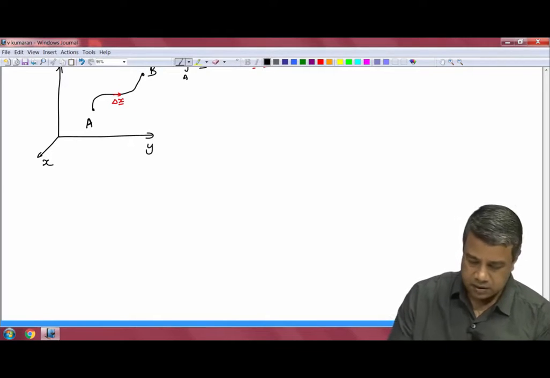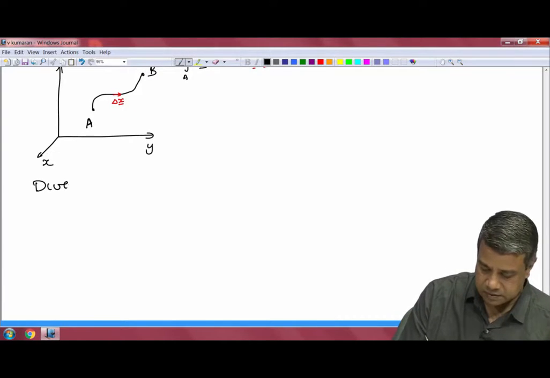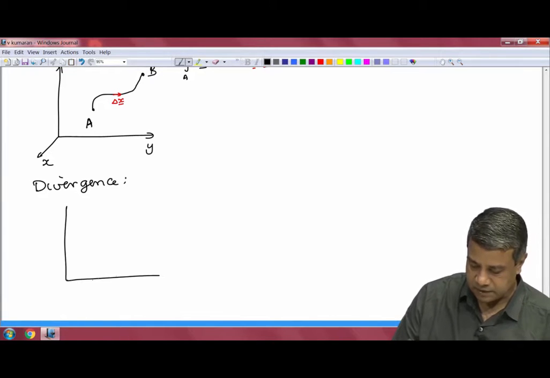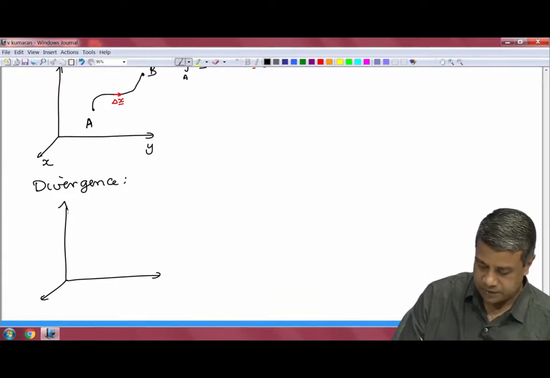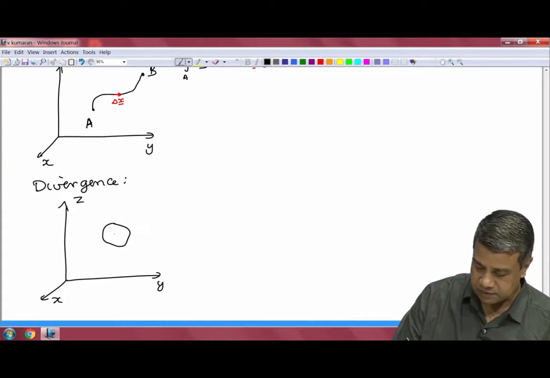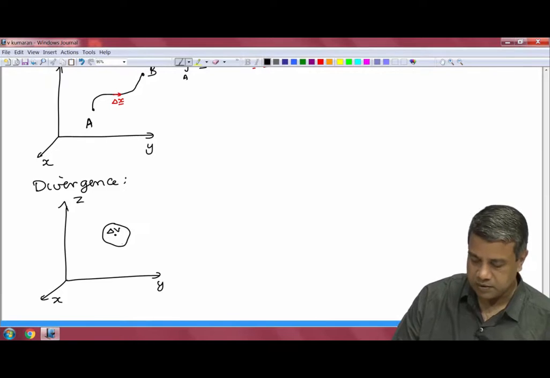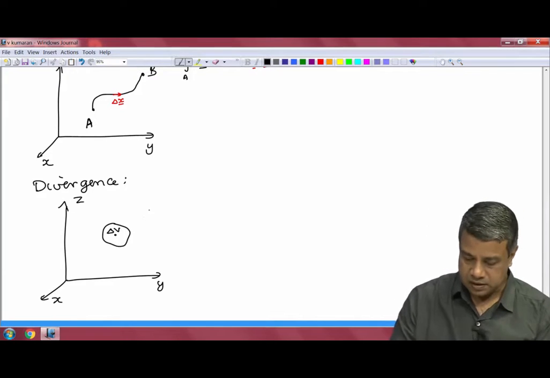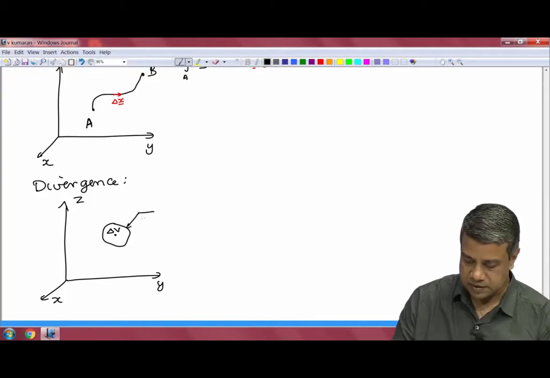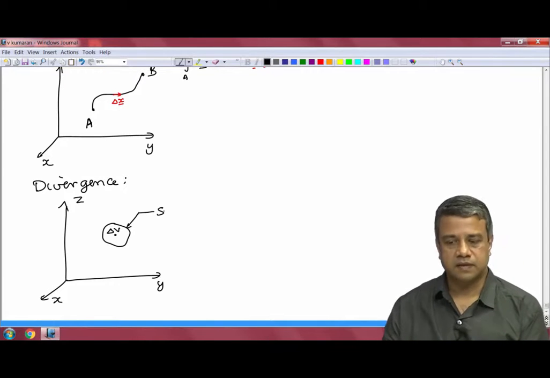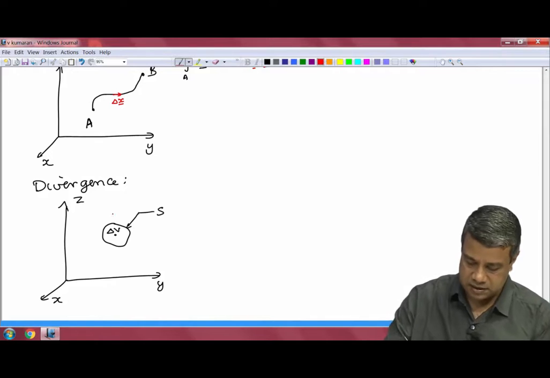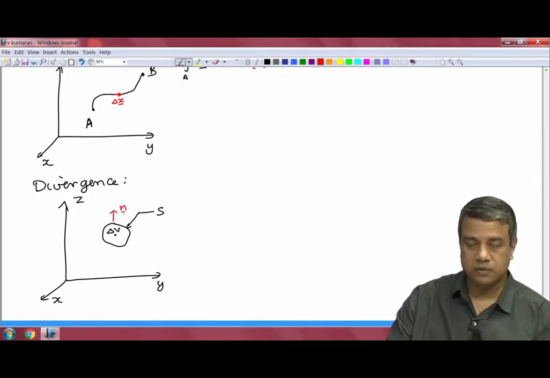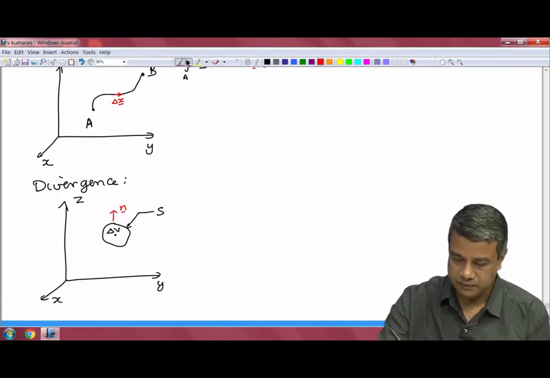The second was the divergence. This was defined for a volume. If you take any differential volume delta V about the point x, the surface of that differential volume surrounding the location x is S, and the outward unit normal to this is equal to n.